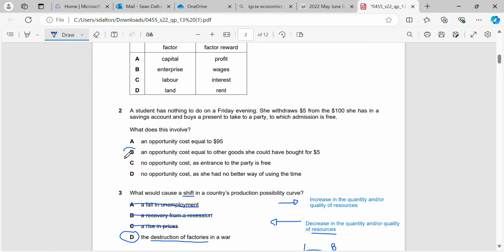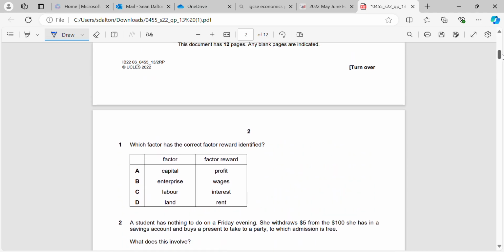Question 2 is from question paper 11. Correct answer is B. You can go take a look at that full explanation. May-June 2022, QP11. And final one. Which factor has the correct factor reward identified? Okay. The reward that we get for capital is not profit. The reward that we get for capital is interest.